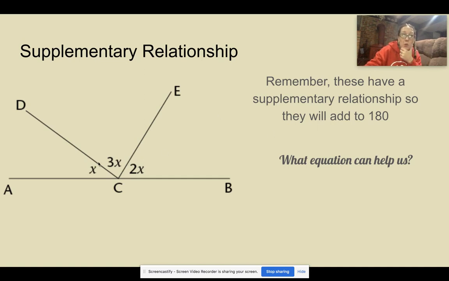It's going to mean that when you add these three angles together, you're going to end up with a sum of 180. So what equation can help us with that? Well, sum equals 180. So we're going to be adding these three different angles to get 180.